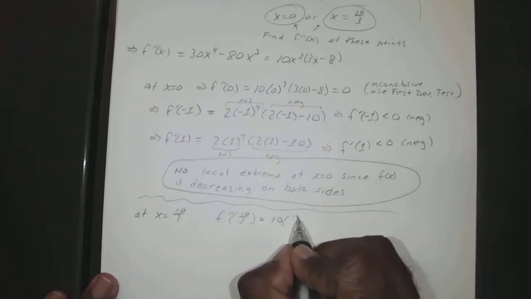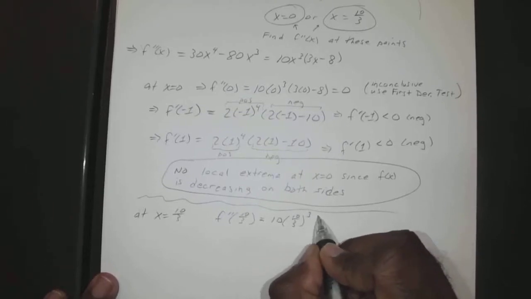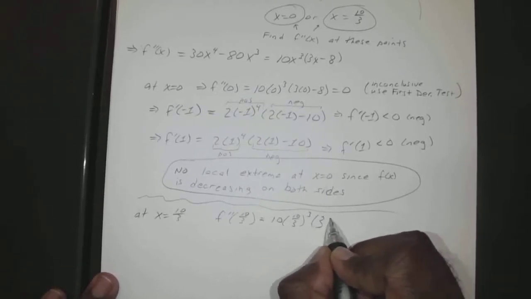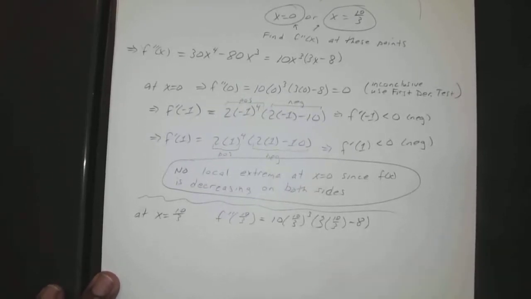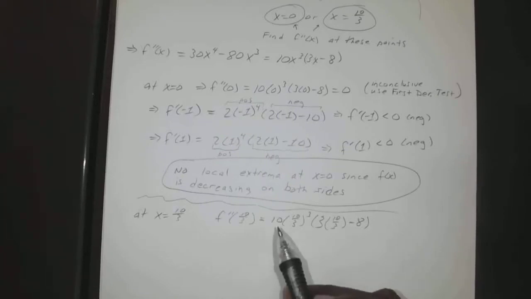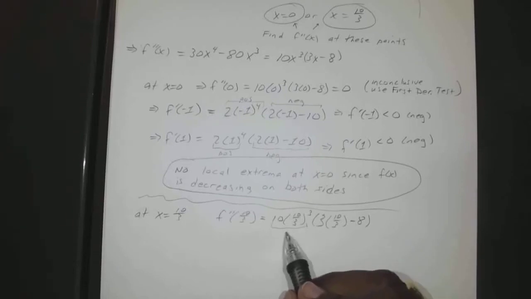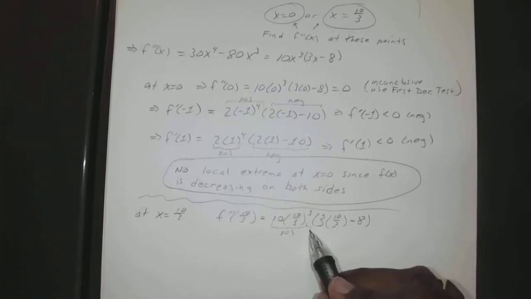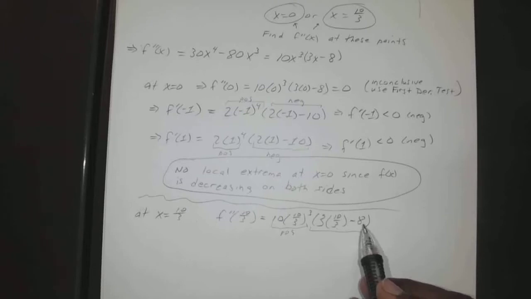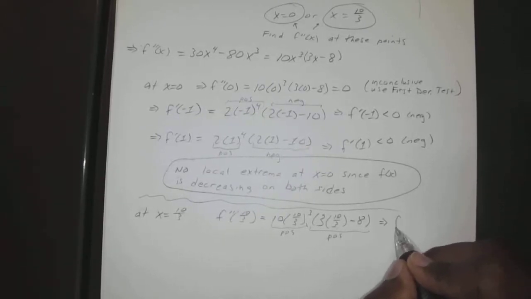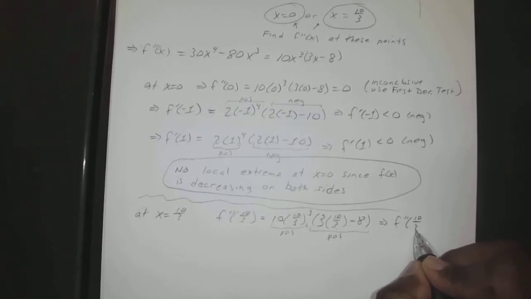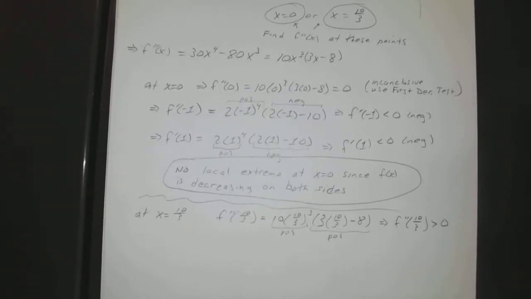Equals 10 times 10 over 3 to the third times 3 times 10 over 3 minus 8. Okay, so we can see here this is going to be positive. We don't even have to figure out what it is. And this, those cancel out, so you have 10 minus 8, so this is actually going to be positive. Okay, so we know that f double prime of 10 over 3 is greater than 0. So that means x equals 10 over 3 is a local minimum.